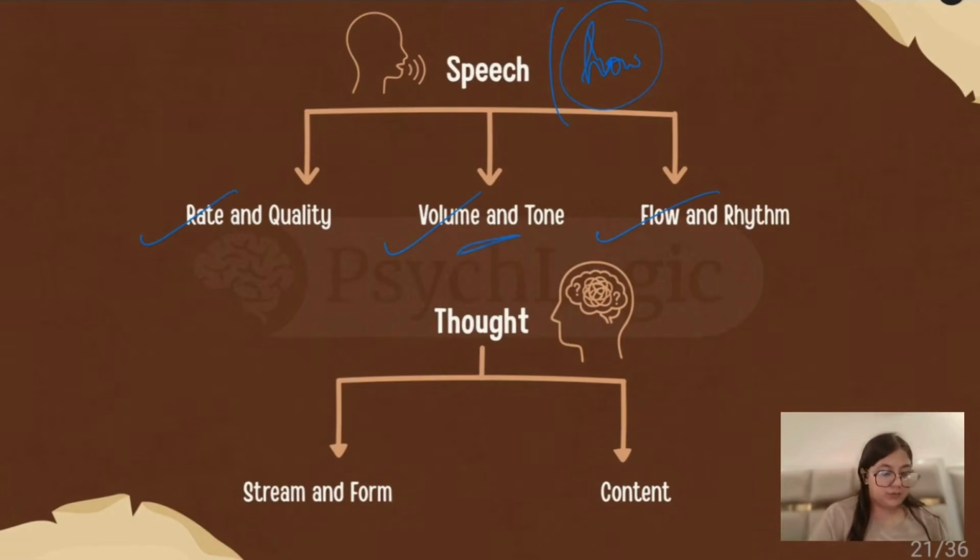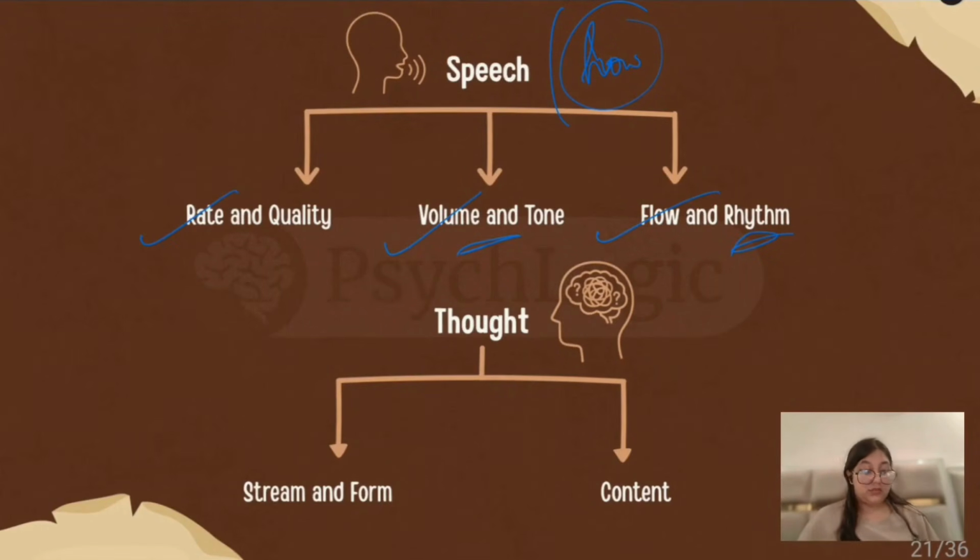Then we have volume and tone. Are they speaking very softly, very loud, very monotonous, very emotional? It'll also give you an idea of their emotional state. Then flow and rhythm. Is it logical? Is it tangential? Is it organized or not? When they're speaking, is there a rhythm to it? Things like that matter. So it's how the speech flows, but not what they're thinking, just the flow of the speech.